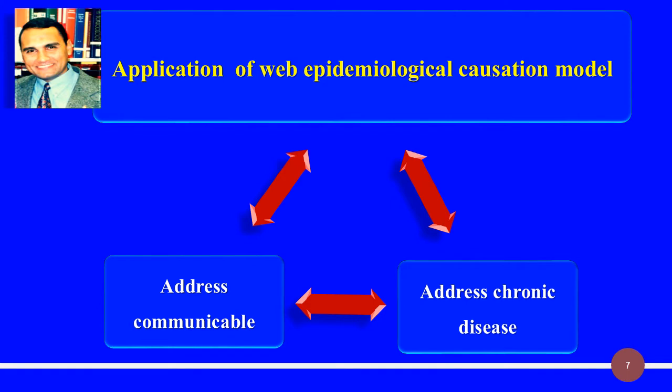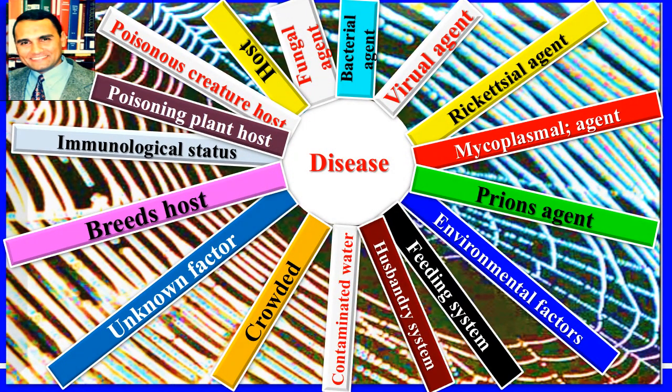The benefits of applying the web epidemiological causation model to the occurrence of any disease are, number one, this model addresses chronic disease. Number two, this model addresses communicable disease. Occurrence of any disease is multifactorial, as we will see below. This is a sketch of the web epidemiological disease model. We see in the center the disease, and then the net or web of occurrence of this disease.